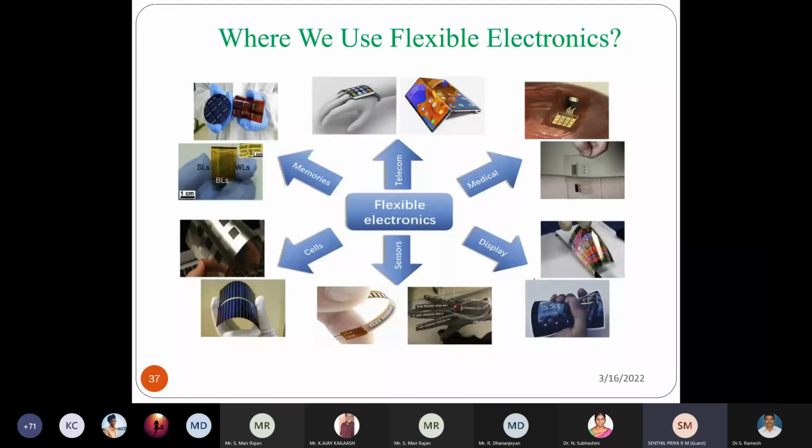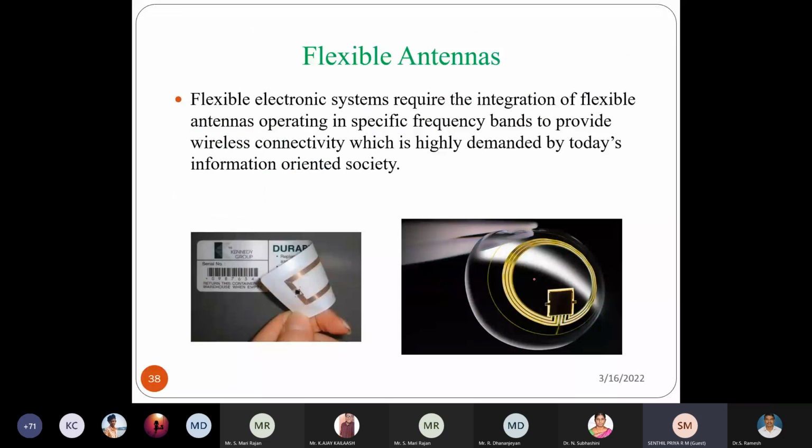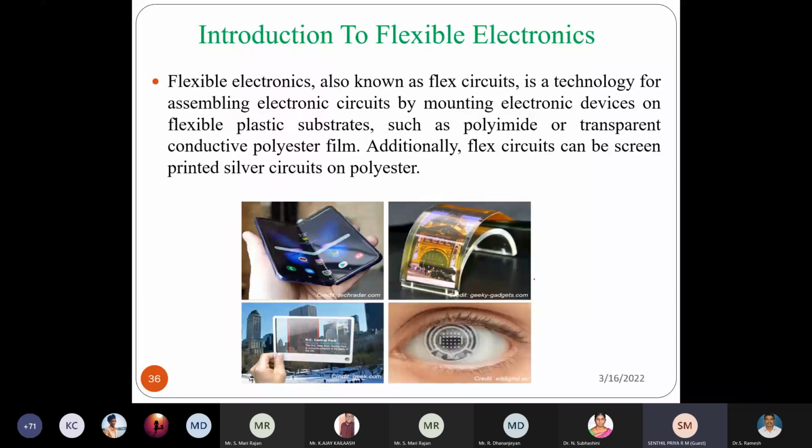So nowadays, flexible memories are designed and researched in HP laptops. They are using these flexible memory systems. Here are a few flexible electronics. And why do we want flexible antennas? You can see here the system is flexible, so the placing of the antenna should be flexible.